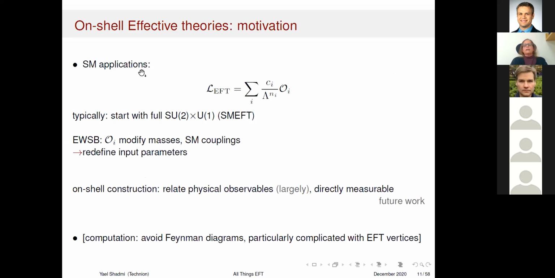Okay, now for standard model applications, you usually start from this EFT Lagrangian with a full SU(2) times U(1) symmetry. And once electroweak symmetry is broken and you want to include that, these different operators modify the various couplings that you have in your Lagrangian, including the masses, the standard model couplings, and so on. And so you need to redefine your input parameters, including the standard model ones. In an on-shell construction, you're just relating physical observables. I say largely because some of the 3 points are not completely physical. And so you're relating things that are directly measurable. So this offers, in principle at least, a simple way of relating different observables and fitting to experimental results. From the point of view of computation, you, of course, avoid Feynman diagrams, and these are particularly complicated with EFT vertices.